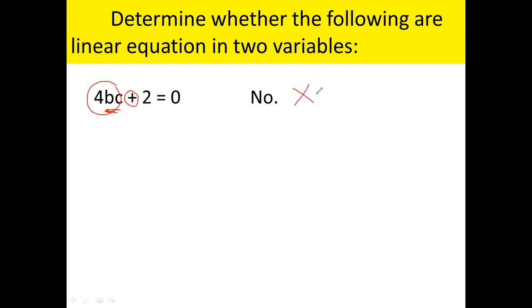All right. What about this next equation? Please unmute. 7a minus 2b equals 0. Is that a yes or a no?